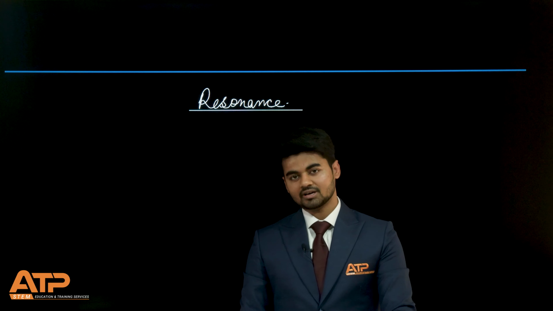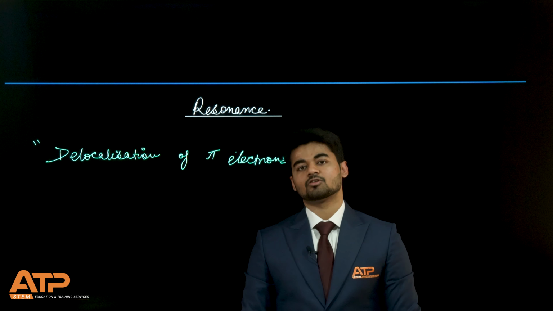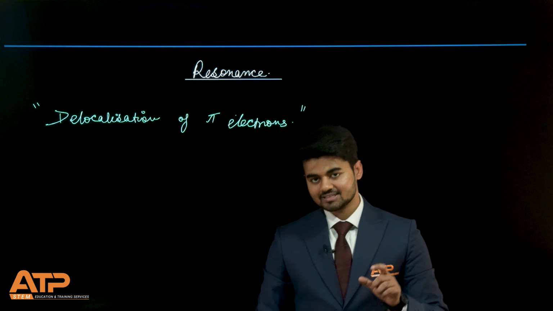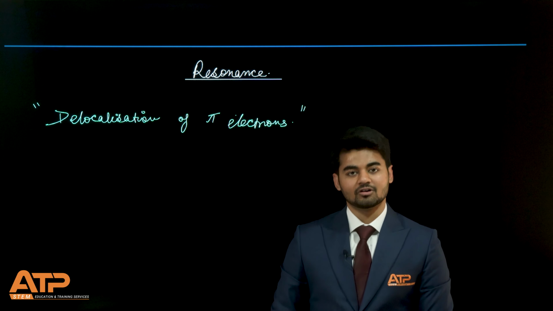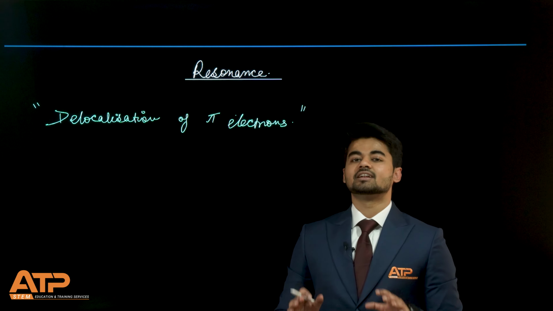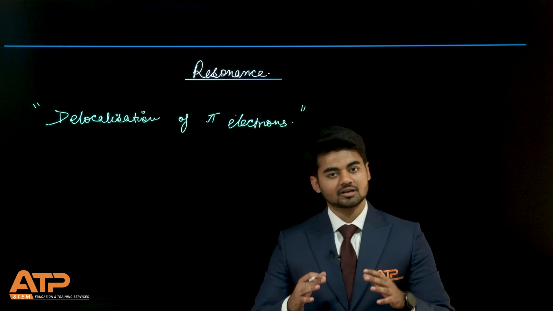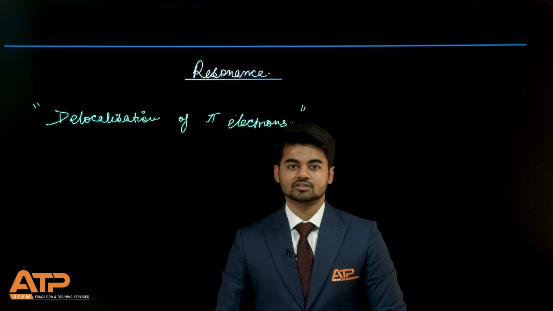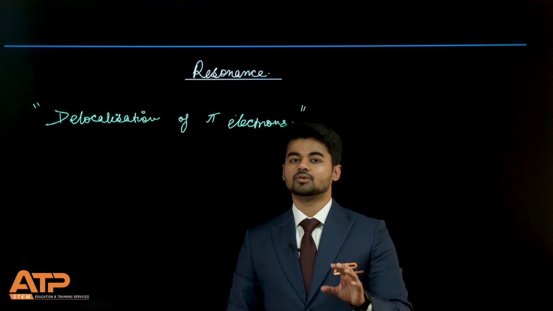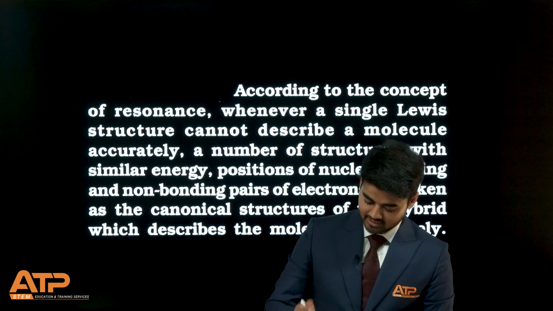So let's get started. Whenever we are starting resonance, there is a common term which we encounter and it is delocalization of pi electrons. Actually, this is just one aspect of resonance. Conceptually, how do we understand resonance? Resonance takes place whenever there is a requirement of making more than one Lewis dot structure to explain a molecule or an ion accurately. So one of the snippets from NCERT says this.